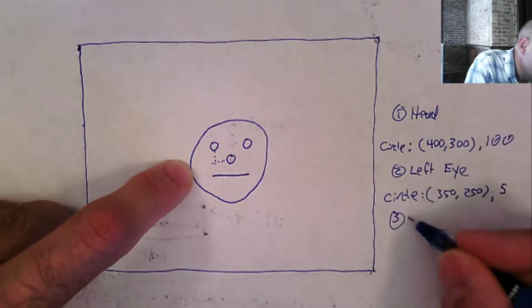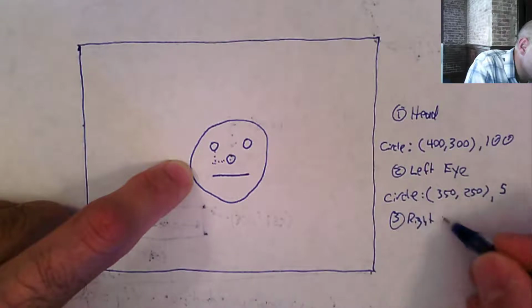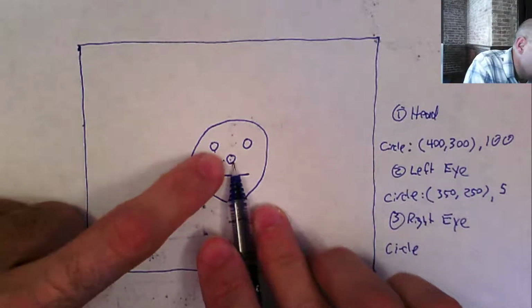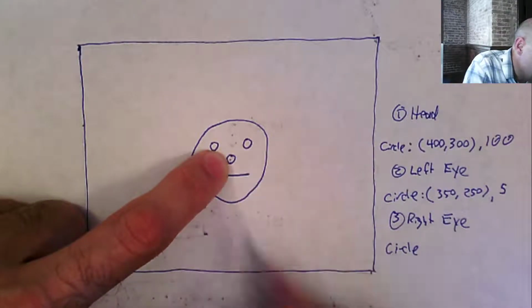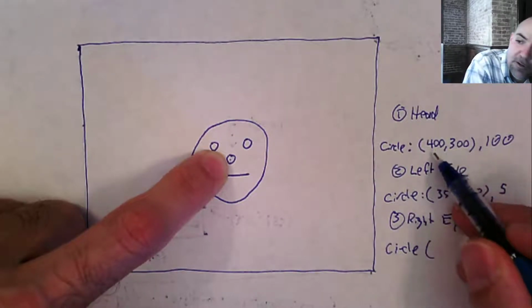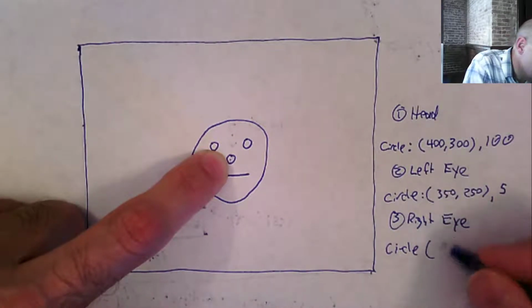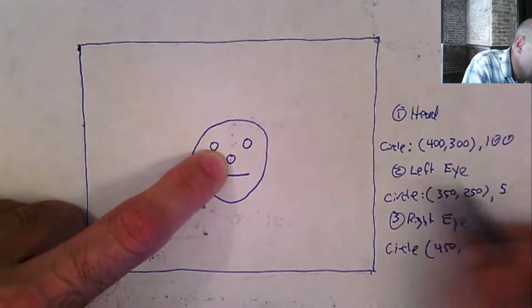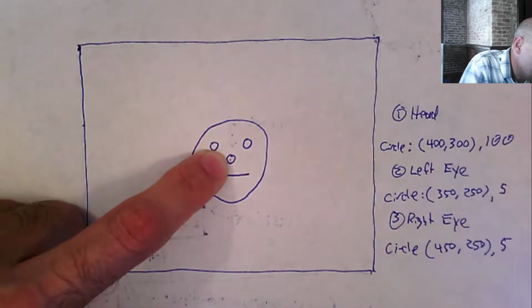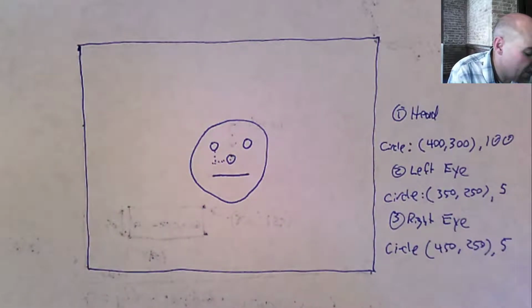Now 3 is the right eye. That's also a circle. And that, though, is 50 over and 50 up. So now 50 over is going to be 50 more than the 400 up here, so 50 over here is going to be 450. And this is still going to be up, so that's still subtracting, so that's 250. And then we'll keep the eyes the same size, so that one's going to be 5.